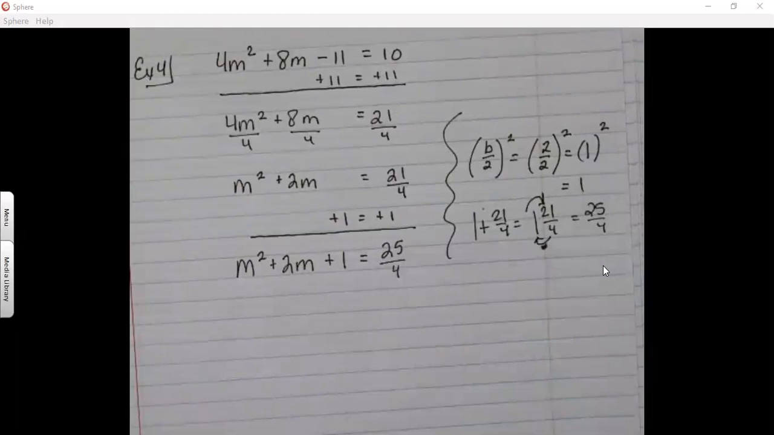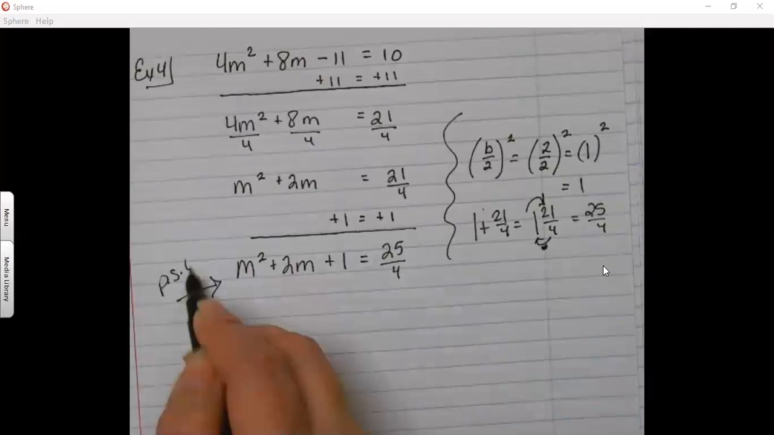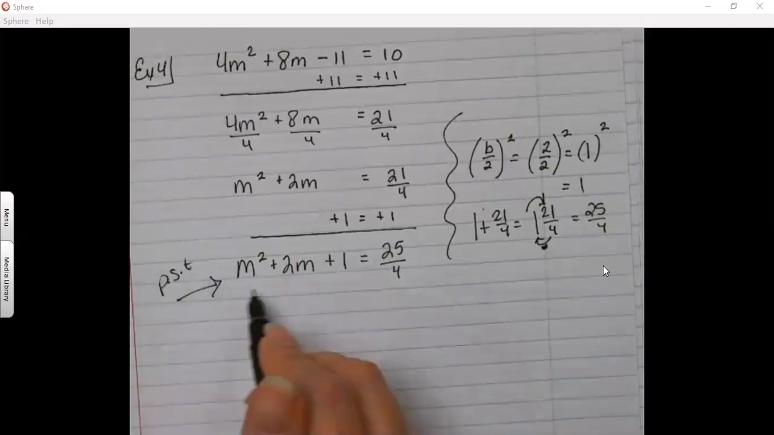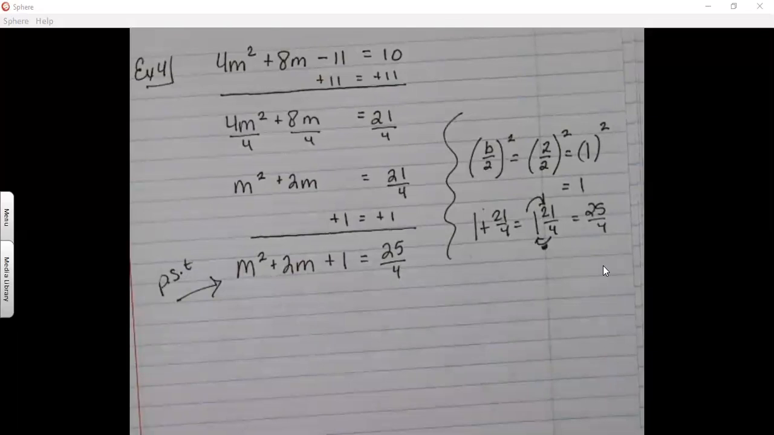So we have created a perfect square trinomial on the left side. It's a trinomial. C is positive. My first term's a perfect square. My last term's a perfect square. The middle term is the square root of the first term times the square root of the last term, doubled. So that would be m times 1 is 1m, doubled is 2m. Boom, we're good. It's a perfect square trinomial, right? So we've got to factor it.